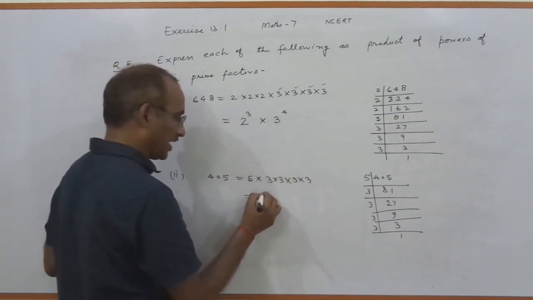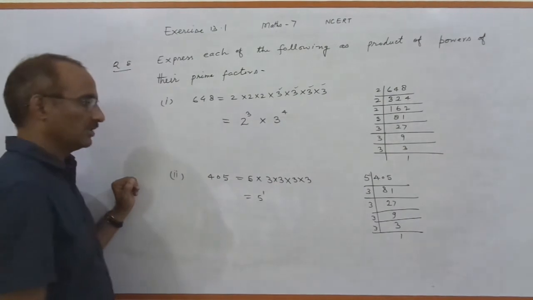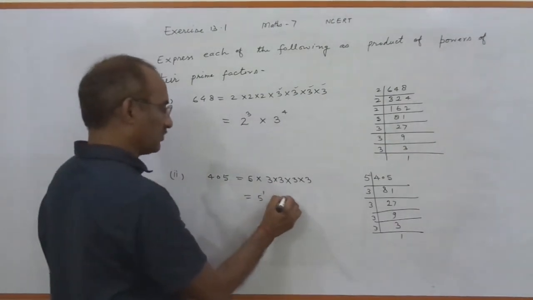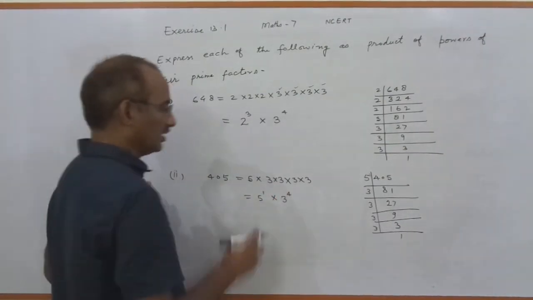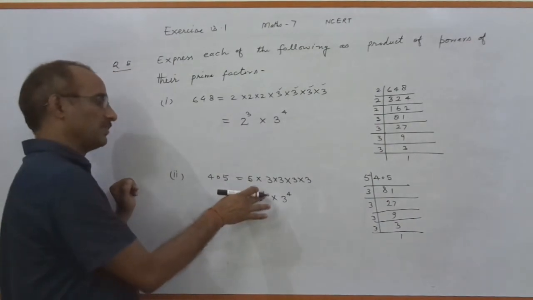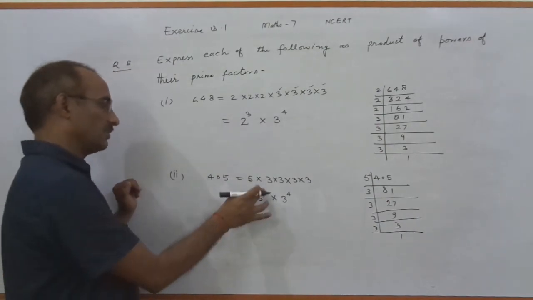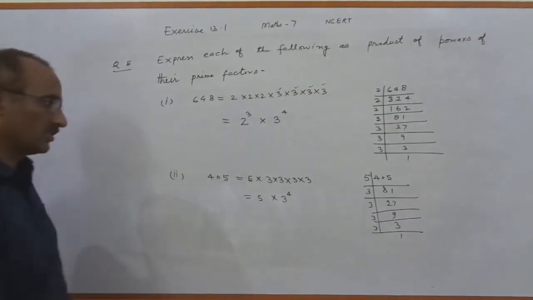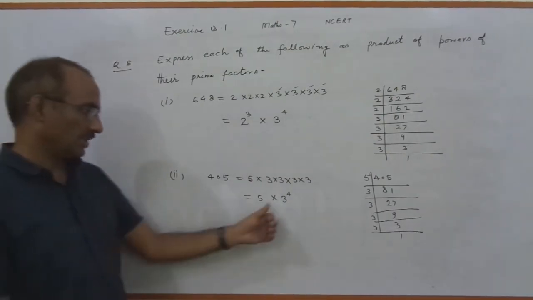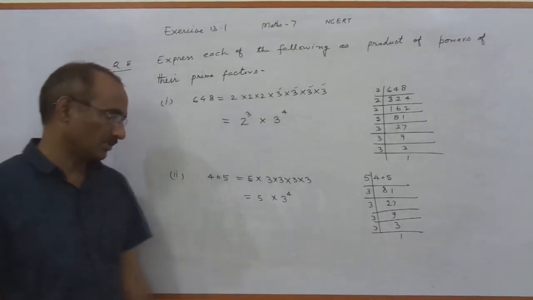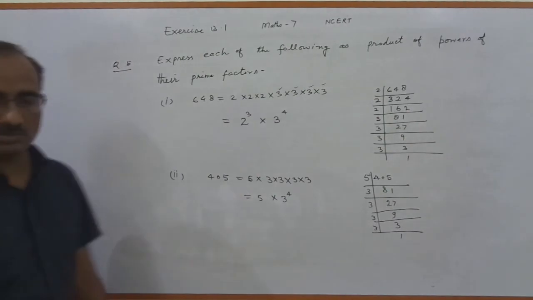So we can write 5 raised to the power 1 and 3 raised to the power of 4. For 5 raised to power 1, there is no need to write the power 1. So it can be written as only 5 multiplied with 3 raised to power 4. So this is our answer.